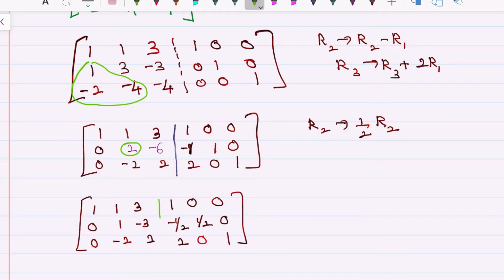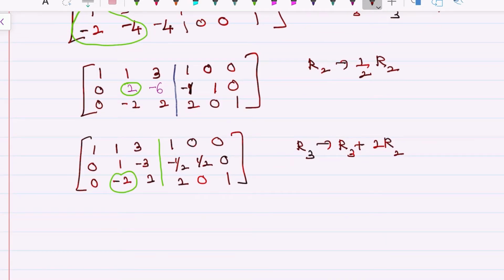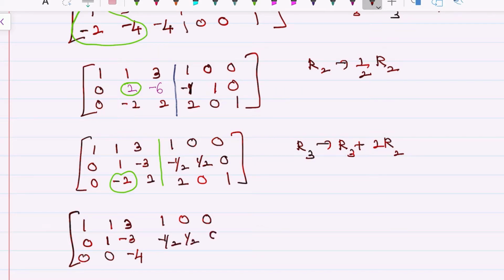Now we will try to make this entry 0. If I do R3 plus 2 times R2, then this entry becomes 0. So the next elementary row operation is R3 plus 2 times R2. In that case, it would reduce to 1, 1, 3. The second row remains the same. The third row is 0, 0, minus 4, and on the right you get 0, 1, 1. And now we have got the lower triangle 0.